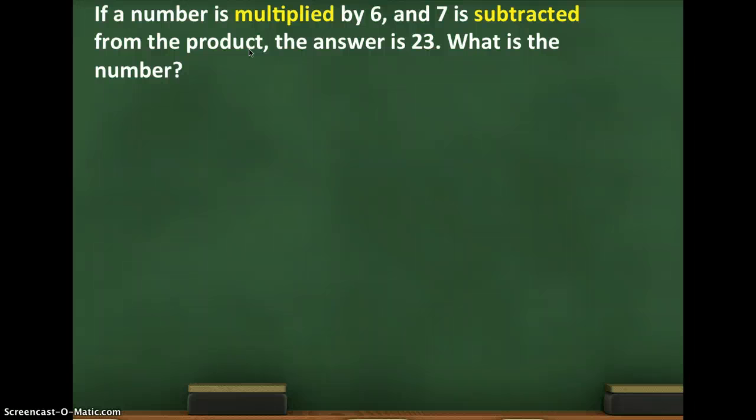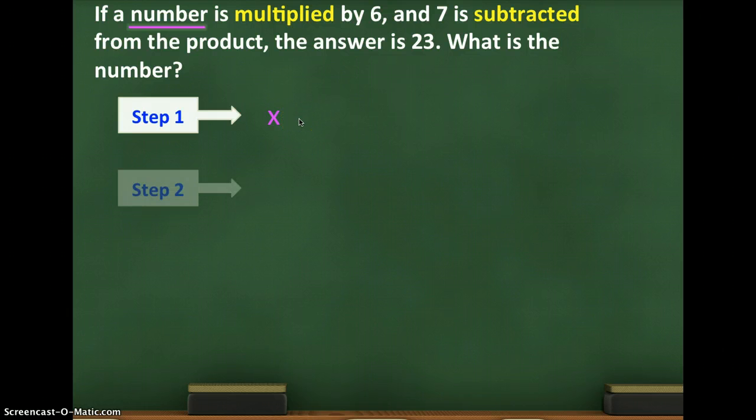Okay, so let's do step one. Step one is to introduce a variable. So it mentions here of a number. So this number, I'm going to represent it by a variable. This time I'm not going to use letter n, so that you know that you can use any letter. This time I'm going to represent the number as x. Okay, so step two, we are now writing the equation.